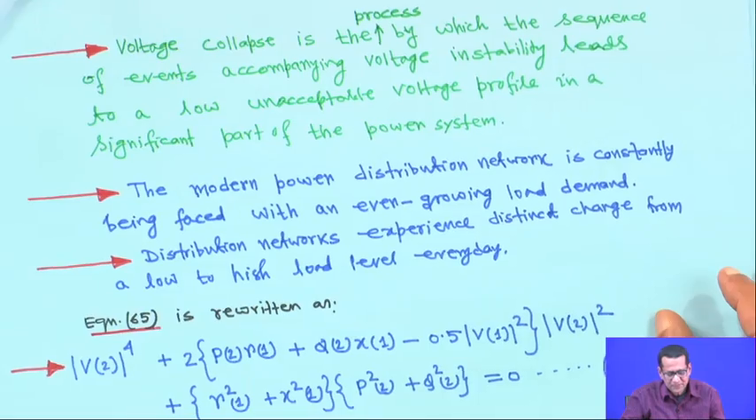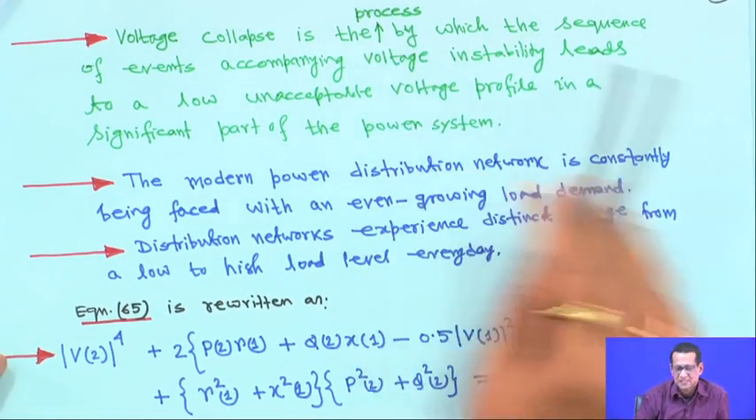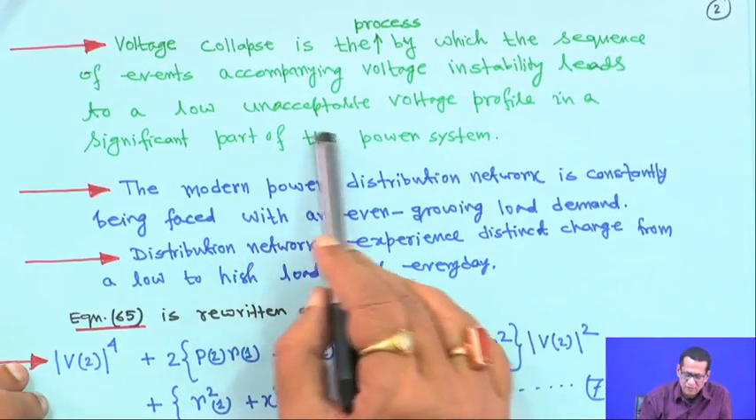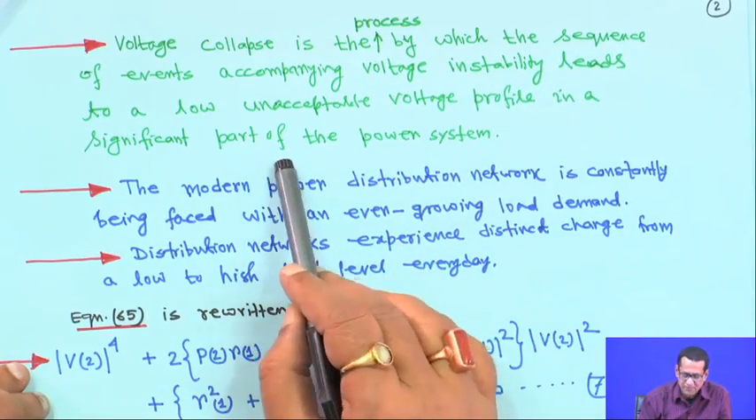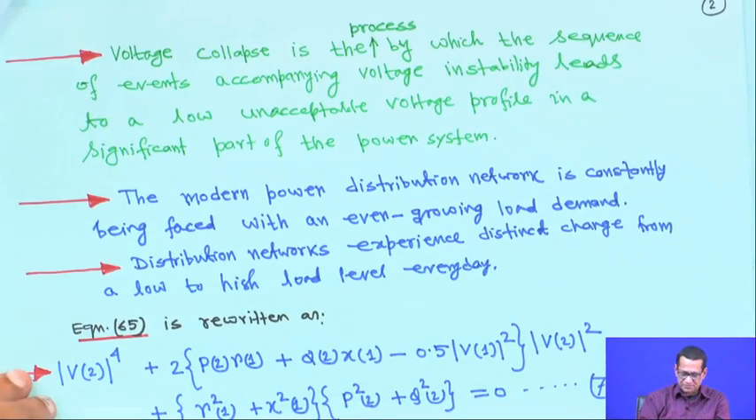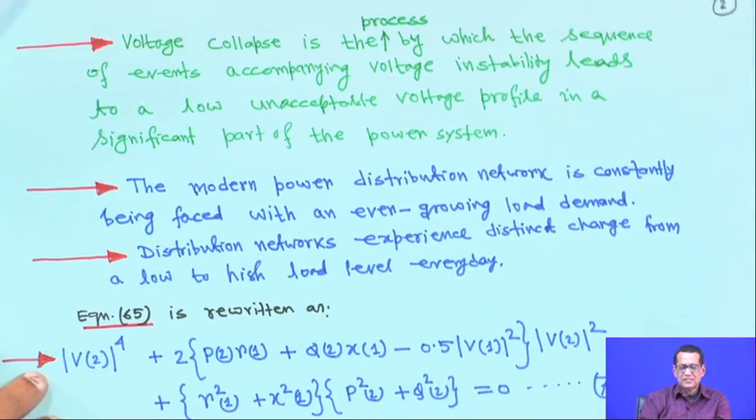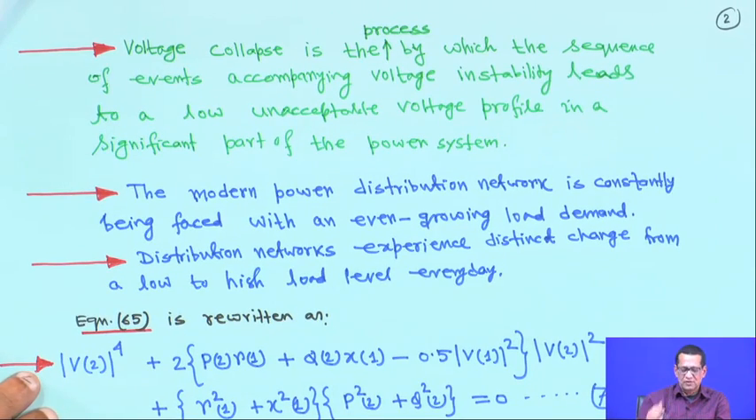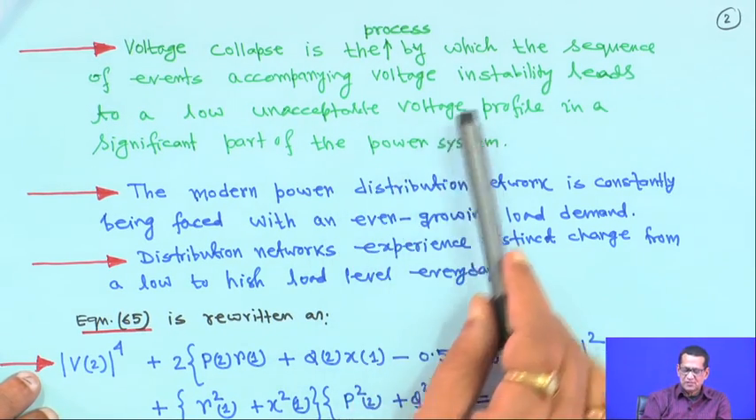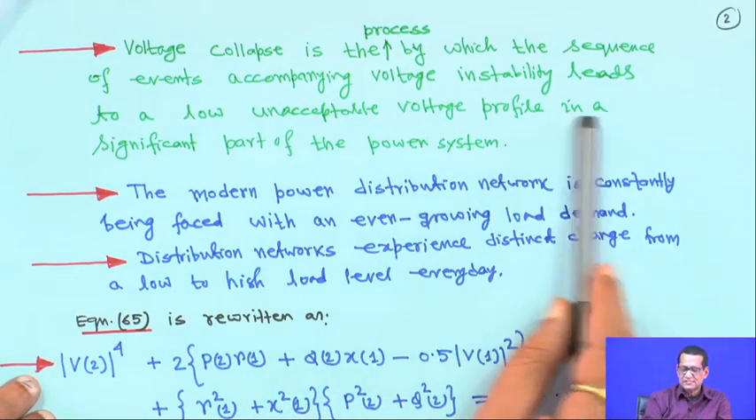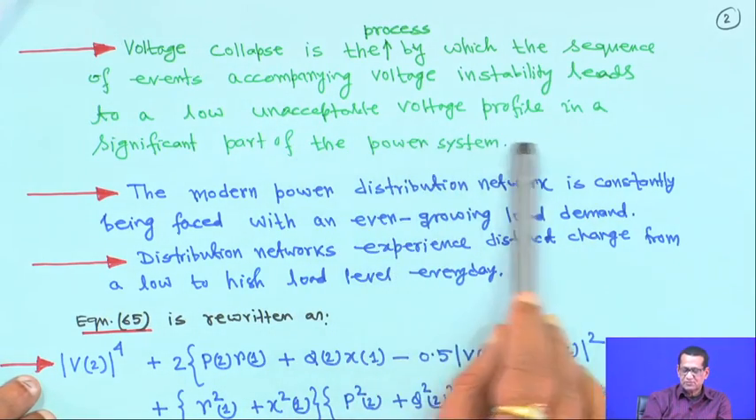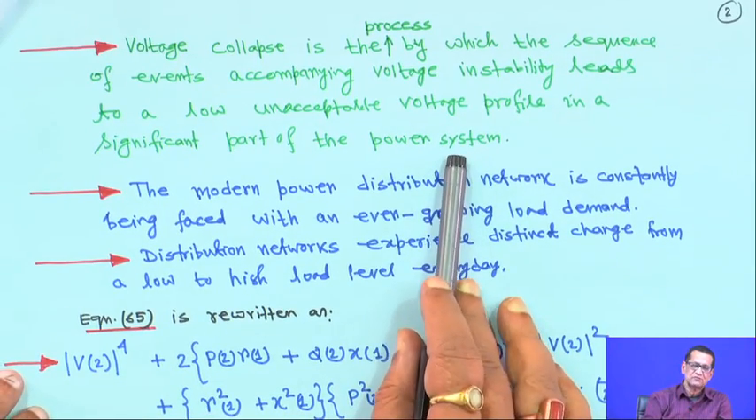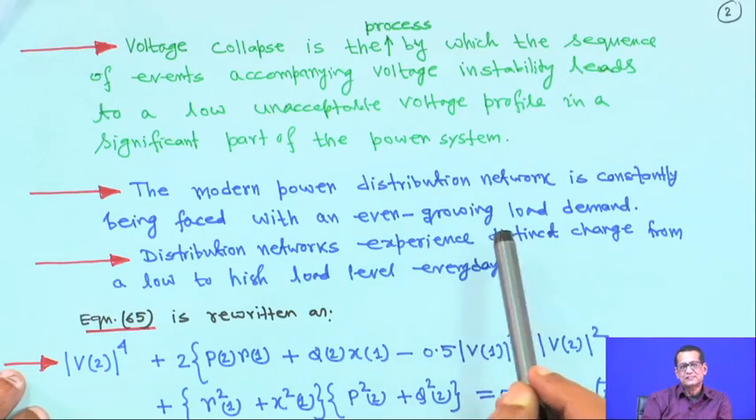In general, voltage collapse is the process by which the sequence of events accompanying voltage instability leads to a low, unacceptable voltage profile in a significant part of the power system. In part of the power system you find that voltages are unacceptable because they are very low. There are many examples of voltage collapse in the world, but I did not bring that list.